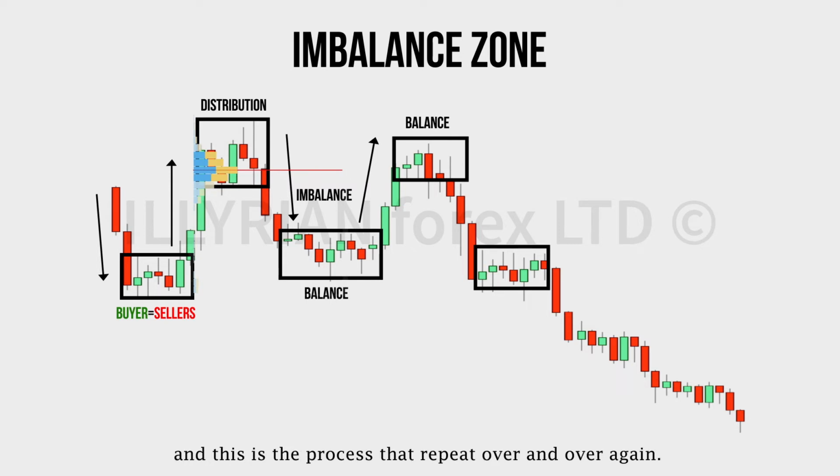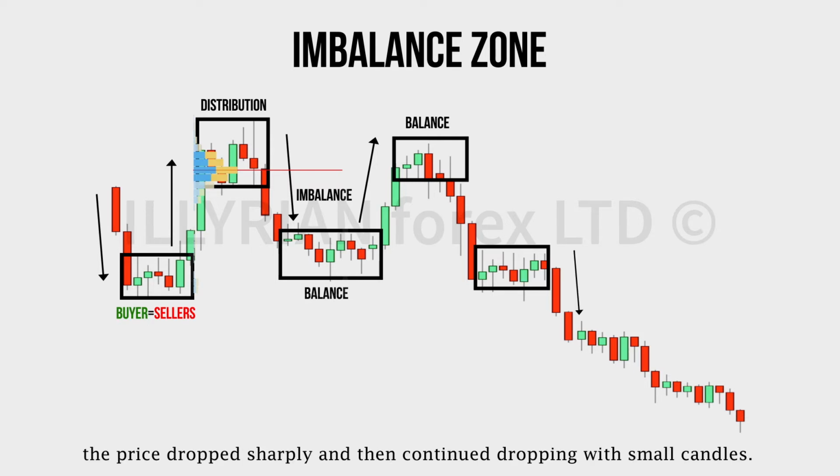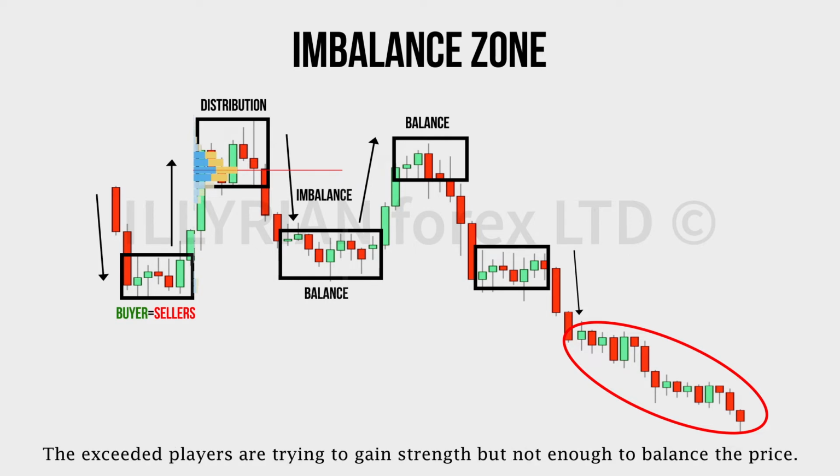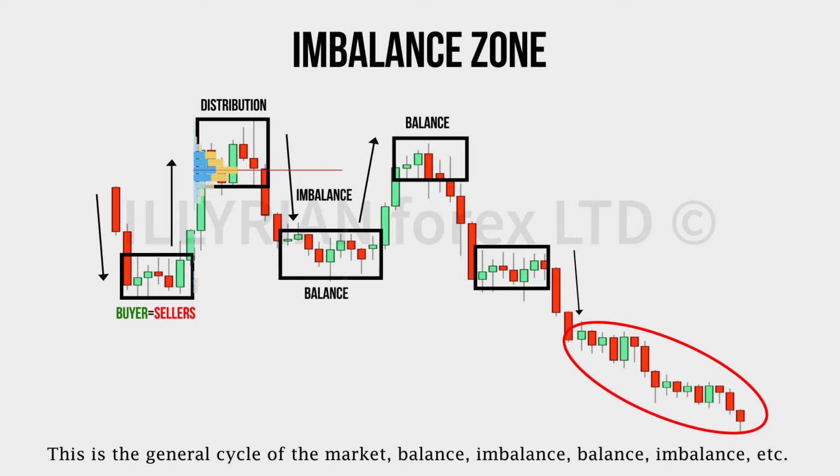Now, on the right side of the chart, the price dropped sharply and then continued dropping with small candles. This shows that the market participants are seeking a fair price for the balanced rotations to occur. This compresses the price and makes the fall smoother. The exceeded players are trying to gain strength, but not enough to balance the price. This is the general cycle of the market: balance, imbalance, balance, imbalance, etc.